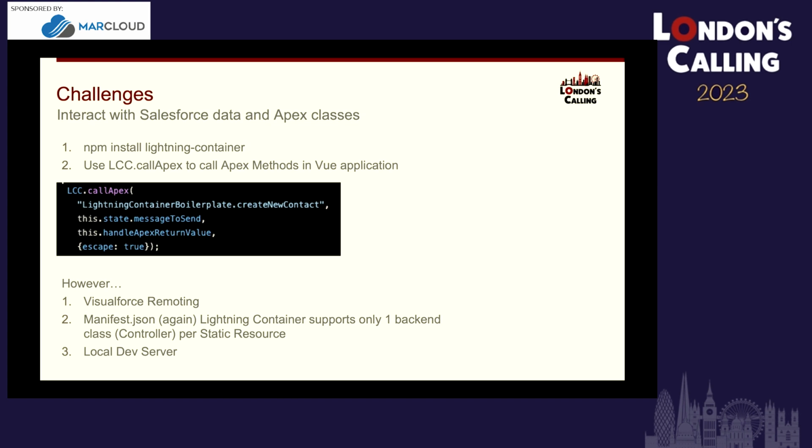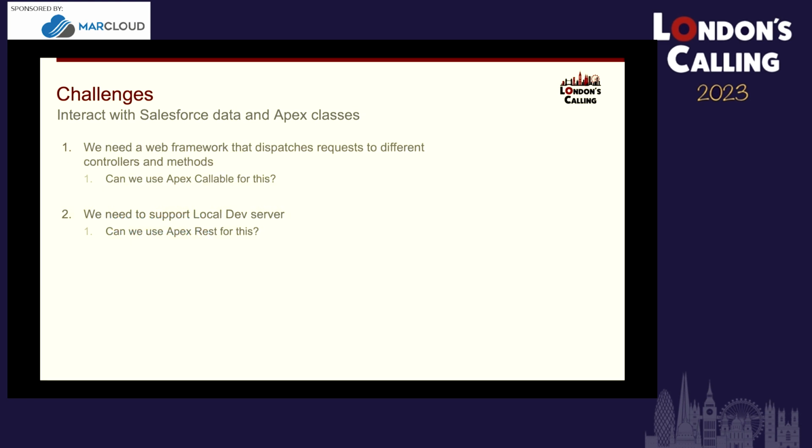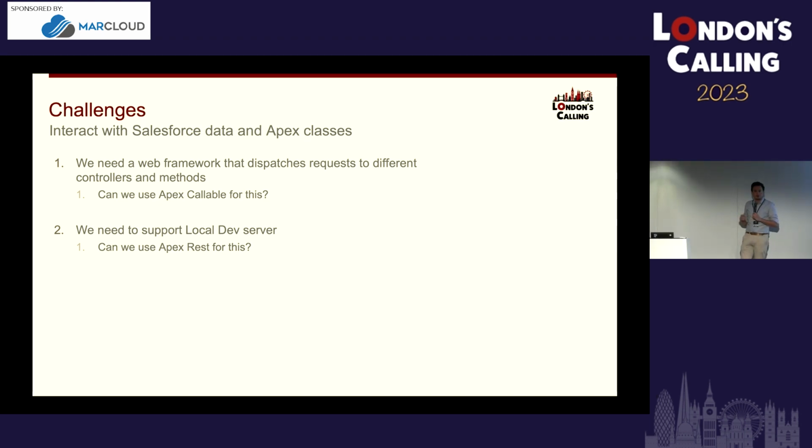So how could we get Salesforce data from a scratch org or sandbox into our local machine? We came up with a trick, or you may call it a hack or workaround. But for these two problems, we need a web framework in the backend, in Apex, that dispatches requests to different controllers so that we can separate our logic over multiple controllers. And we basically decided that our controllers are going to be Apex callables, because you can call them from everywhere using a string to tell what you want to call. And I'm going to show you that.